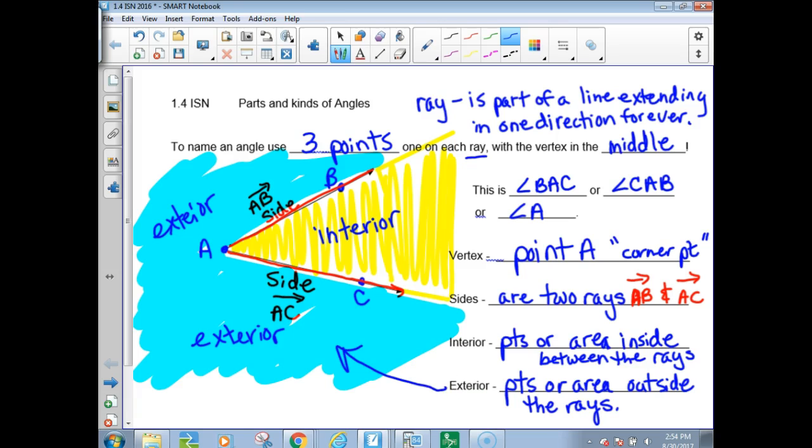You want to put an arrow that's exterior on this, and this was the interior. All right, so that's all we're going to do on that picture.